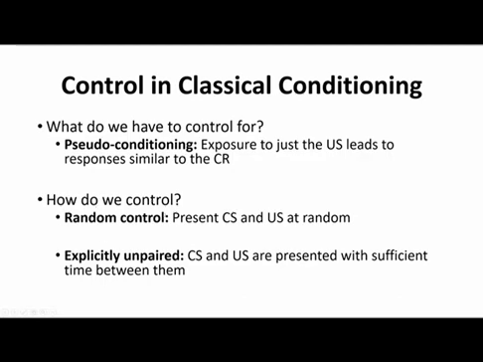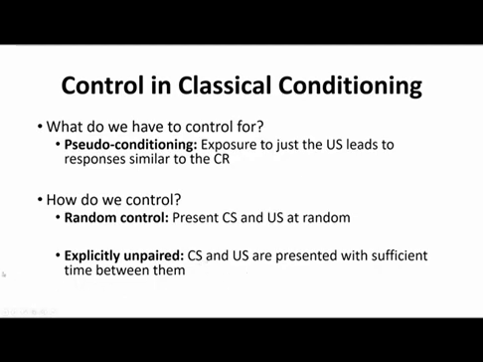We can use random control, where you would present your conditioned stimulus and the unconditioned stimulus at random. This would be in our control group. So they'd get 10 tones and 10 bowls of food presented at random points in time. With this random, there is a chance that we'll see overlap between the conditioned stimulus and unconditioned stimulus just by pure chance.